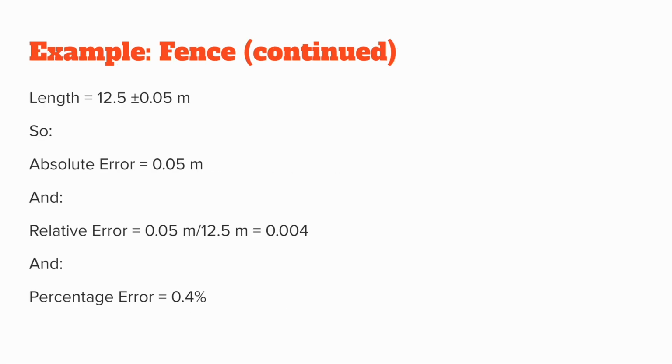For example, continuing, when the fence length is 12.5 plus or minus 0.05 meter, the absolute error is 0.05 meter and the relative error is 0.05 meter divided by 12.5 meters, which is 0.004. And the percentage error is 0.4%.